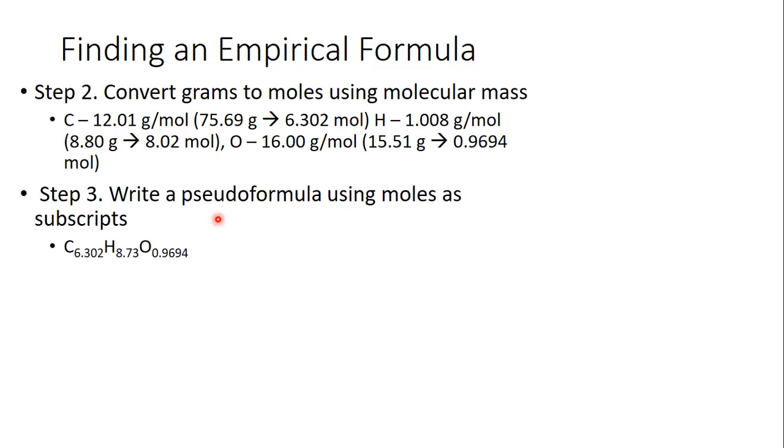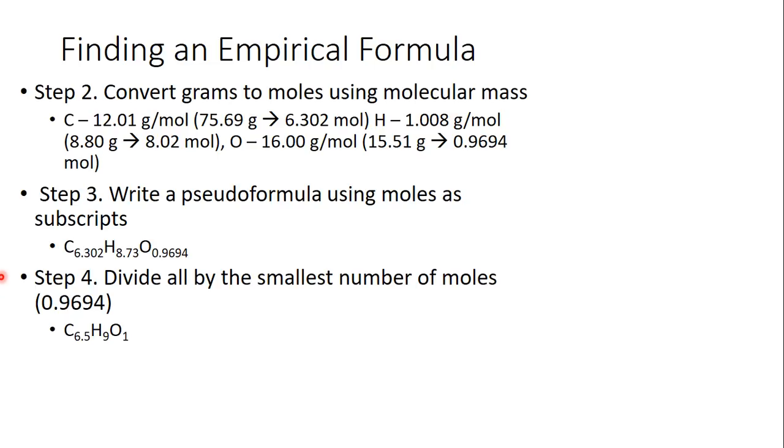Step 3 is to write a pseudo formula, or fake formula, using the moles as subscripts. So we would get carbon 6.302 moles, hydrogen, that should be 8.02 moles, not 8.73, and oxygen 0.9694 moles. Next, divide all these numbers by your smallest number, which is 0.9694. And so we would get carbon 6.5, hydrogen 9, oxygen 1.